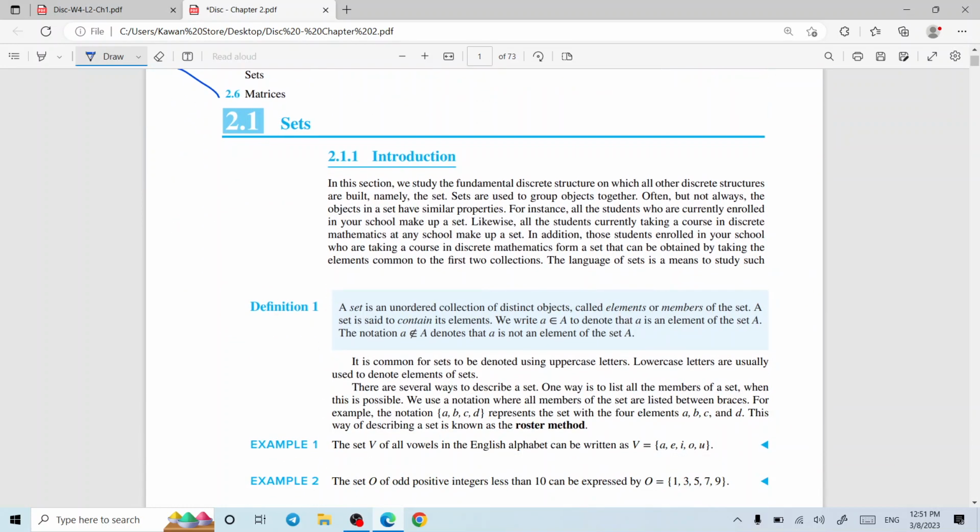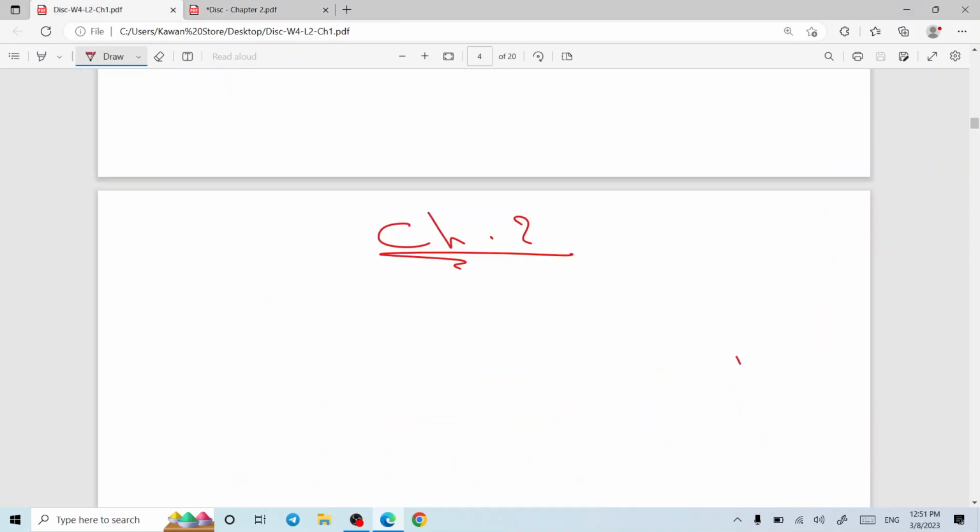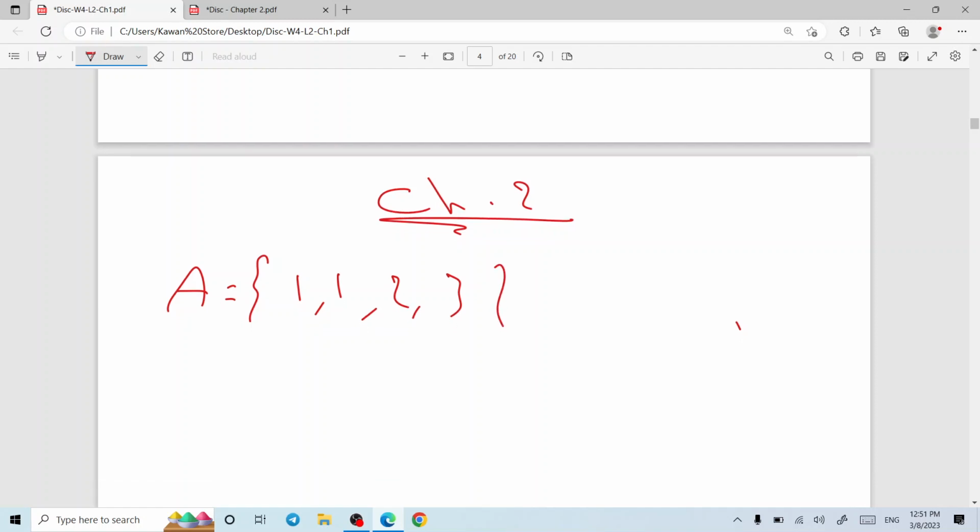What do you mean by sets? We mean a collection of distinct objects. They should be distinct, which means that we don't have repetition. We don't have a set like 1, 1, 2, 3. That one is called a sequence, but it's not called a set. So in that case, repetition is not allowed.